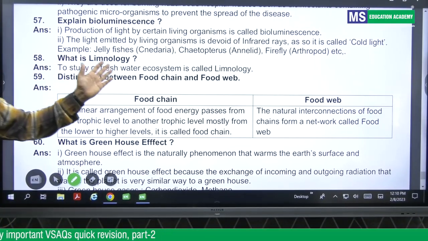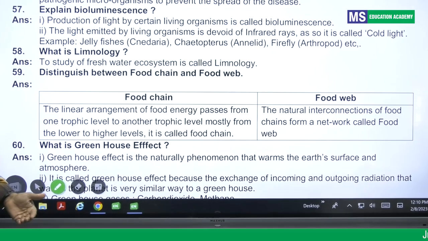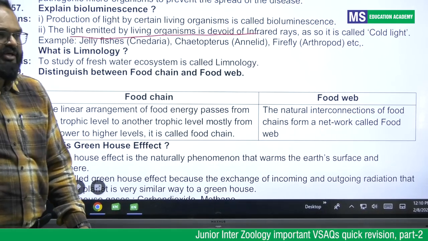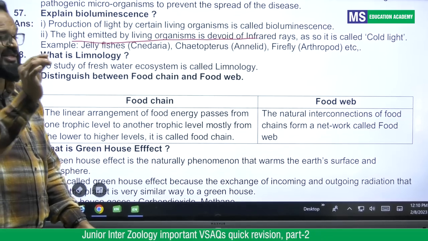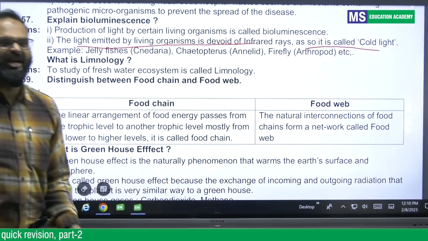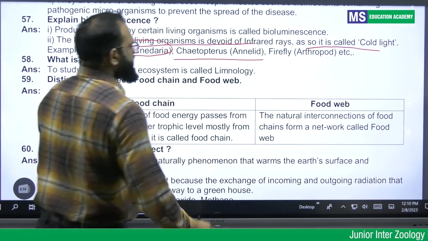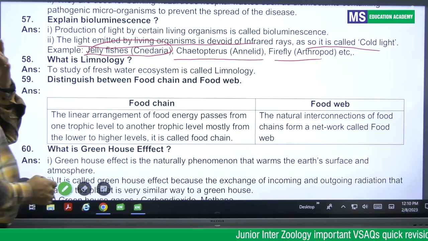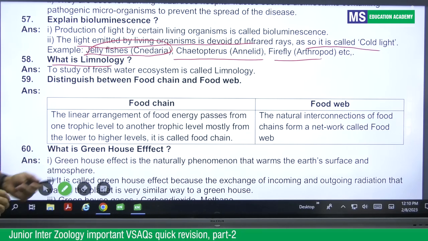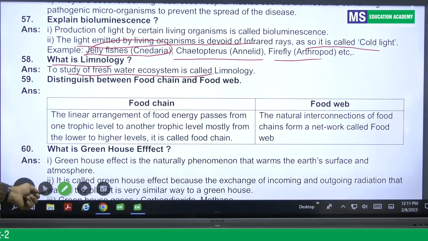Explain bioluminescence. Emission of light by living organisms is called bioluminescence. The light is emitted by living organisms and it is devoid of IR rays, infrared rays, so it is even called cold light. Examples: jellyfishes, Chaetopterus, firefly. What is limnology? Study of freshwater ecosystem is called limnology.